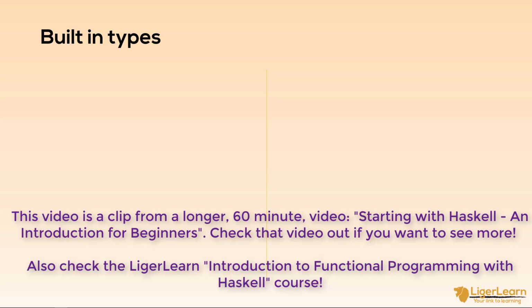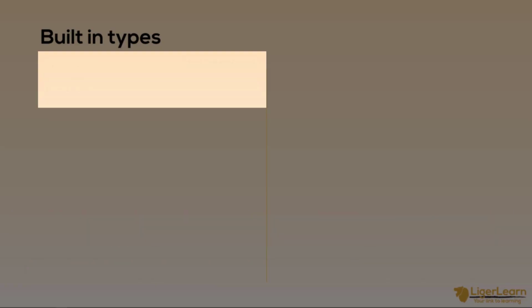number of inbuilt types in Haskell which you should definitely be aware of. The first type is Bool. The Bool type refers to a Boolean value. In other words, a value which is either true or false.